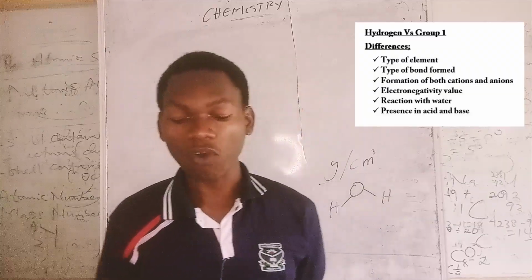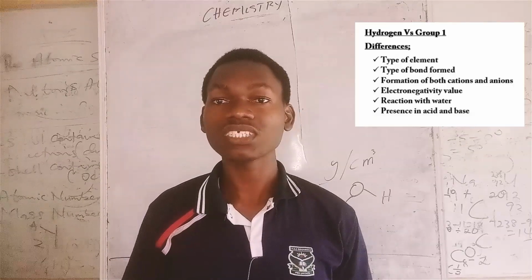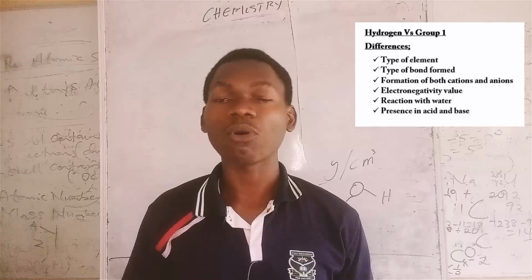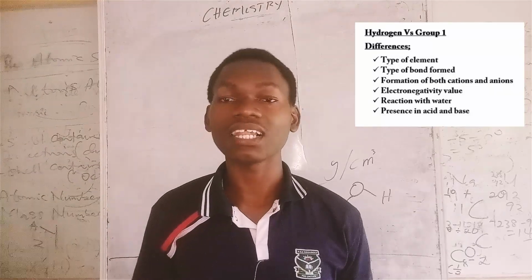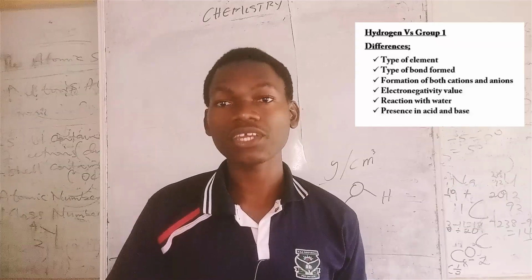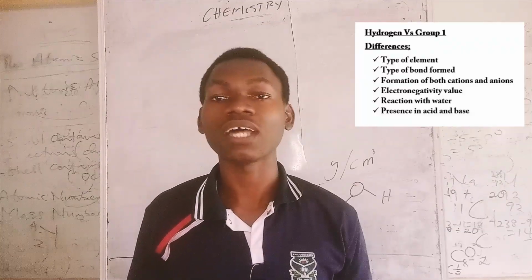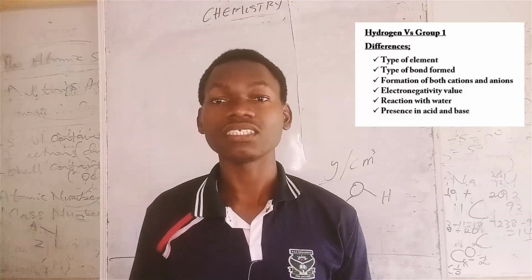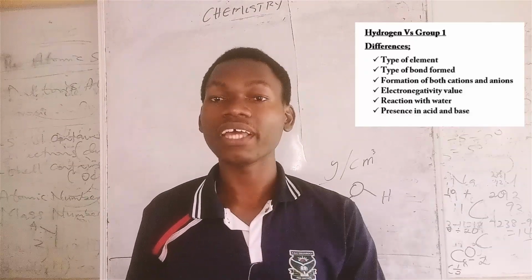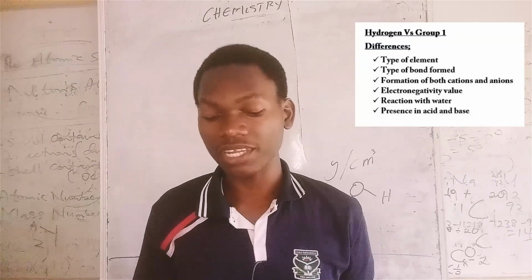Number 2 is the type of bond formed. We know that hydrogen, when it goes into chemical combination, forms covalent bonds. But all other group 1 elements like sodium, potassium, and all other ones form ionic bonds. So this is a major difference between hydrogen and all other group 1 elements. The type of bond they form differs. Hydrogen forms covalent bonds, while other group 1 elements form ionic bonds.